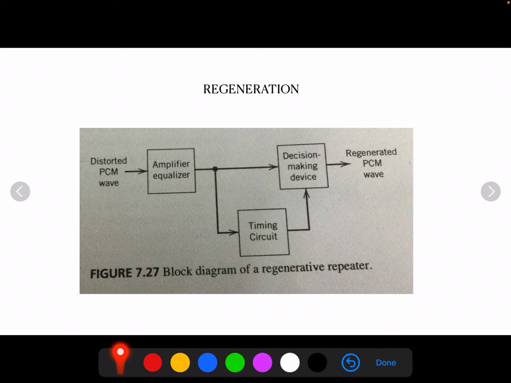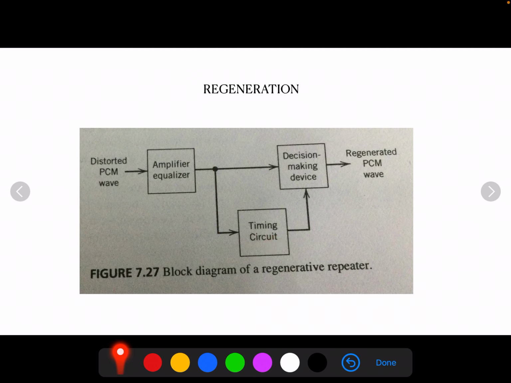The equalizer shapes the received pulses so as to compensate for the effect of amplitude and phase distortion produced by the transmission characteristics of the channel. The timing circuitry here provides a periodic pulse train which is derived from the received pulses for sampling the equalized pulses at the instant of time where the signal to noise ratio is a maximum.